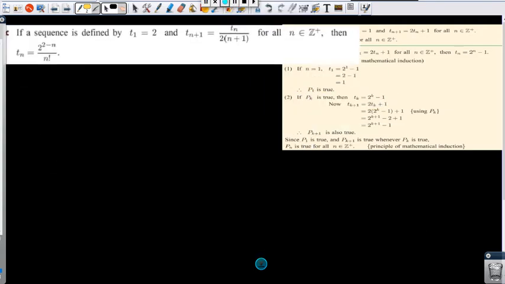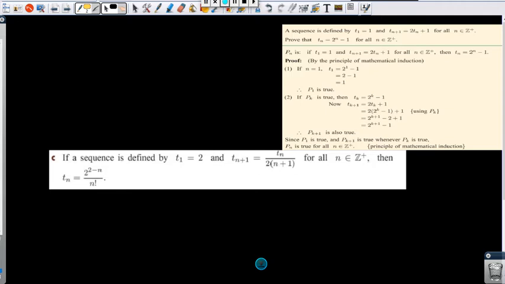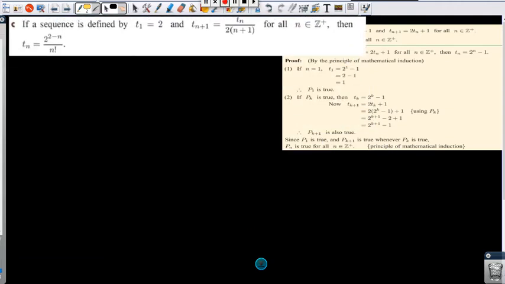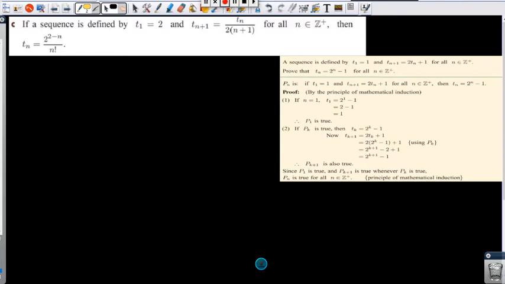Okay. So we've got the example just sitting there that you can semi-follow along. But this is how we do it. Right, if a sequence is defined, t, the first term is 2, and then the n plus 1th term is this. Then we could say the rule is tn equals that. And that's what we want to try and prove.